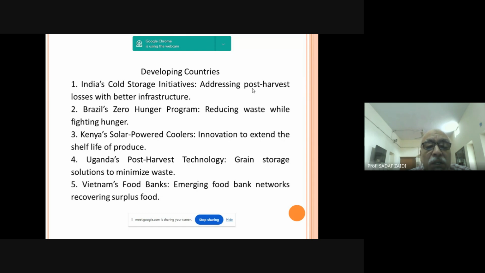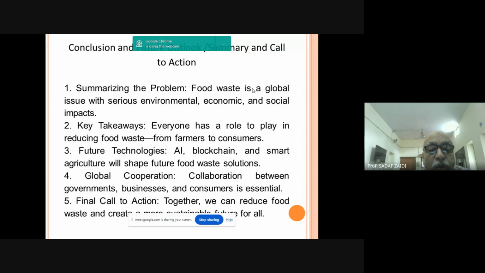Then Kenya, you've got solar powered coolers. Now they are meant to increase the shelf life of the produce. They have been given to the public, and the public, they are using it for increasing the shelf life of the material. Then there are grain storage solutions in Uganda, and in Vietnam you've got the Vietnam Food Banks. They are emerging food bank networks recovering surplus food.